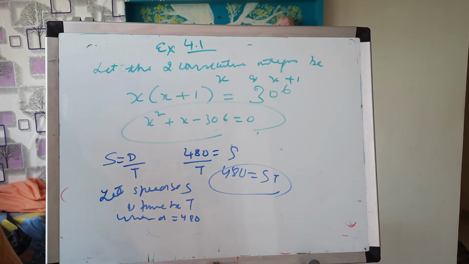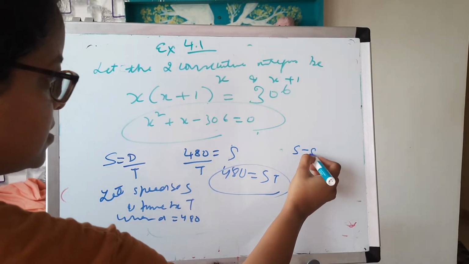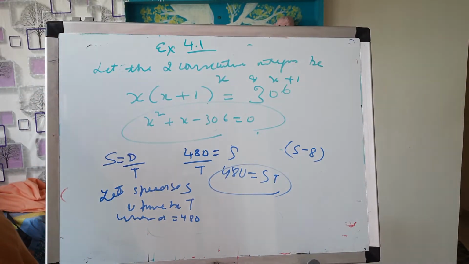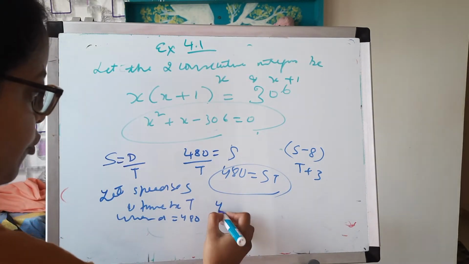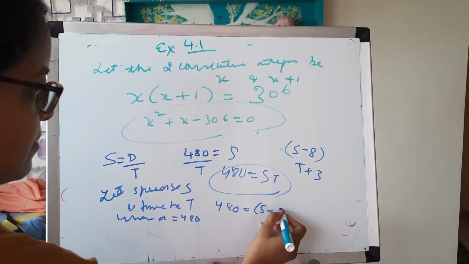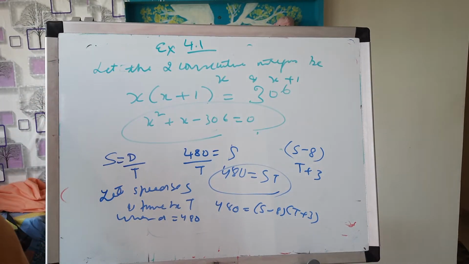Next equation would be, if the speed had been less by 8 kilometers per hour, then time would have been t plus 3. So 480 is equal to (s minus 8) times (t plus 3). So we need to find the speed of the train. So this is the equation, right? What is st? st is 480. So first let's open this up.